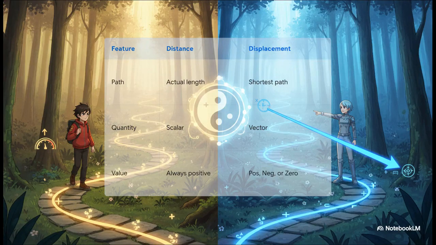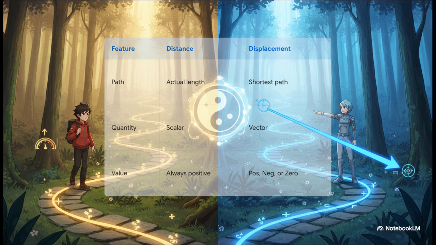Now here's where it gets really interesting. Look at the fundamental difference between distance and displacement, two words we mix up all the time. Distance, over on the left, is the actual, literal path you traveled. If you take a winding, zigzag path through the woods, every single step adds up. It's a scalar quantity, and it's always positive.